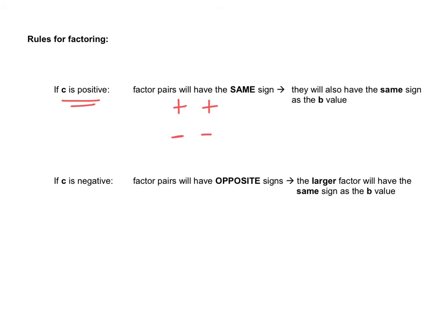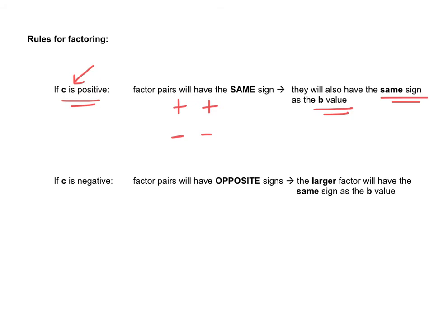How do you know if you want the positive factors or the negative factors? Your factor pairs will have the same sign as your B value. So if your B value is positive, you want all the positive factors. If your B value is negative, you want all the negative factors. But first, we have to see what is the sign of your C value.